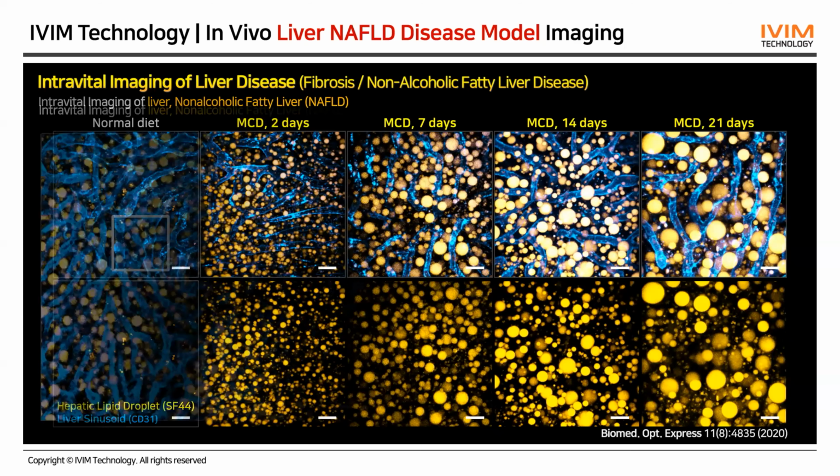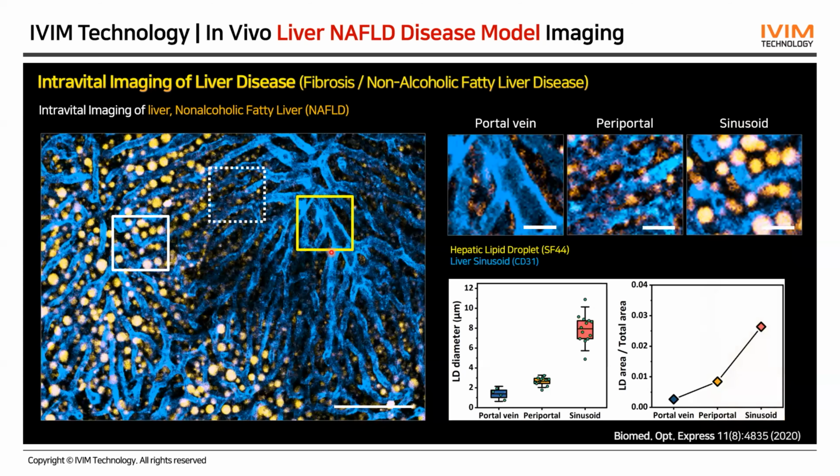And also we can perform quantitative analysis of the lipid droplet size and area near the various types of the hepatic vessels, such as portal vein, periportal, and sinusoidal vessels. So in the result, the size and the area of the lipid droplets increase from the portal vein to the sinusoidal vessel during the non-alcoholic fatty liver disease development over time.